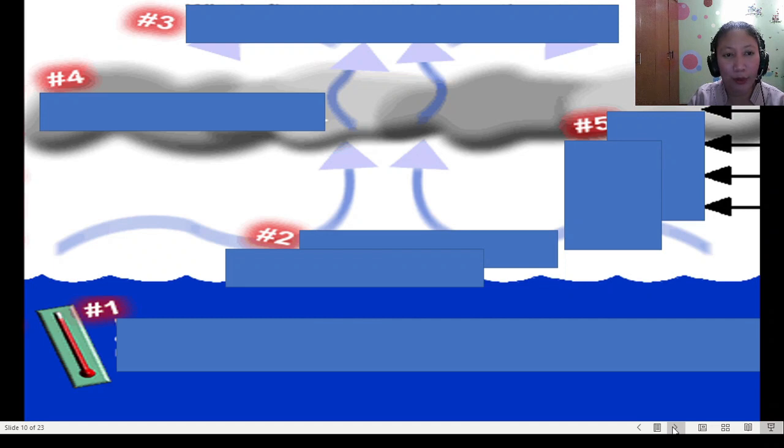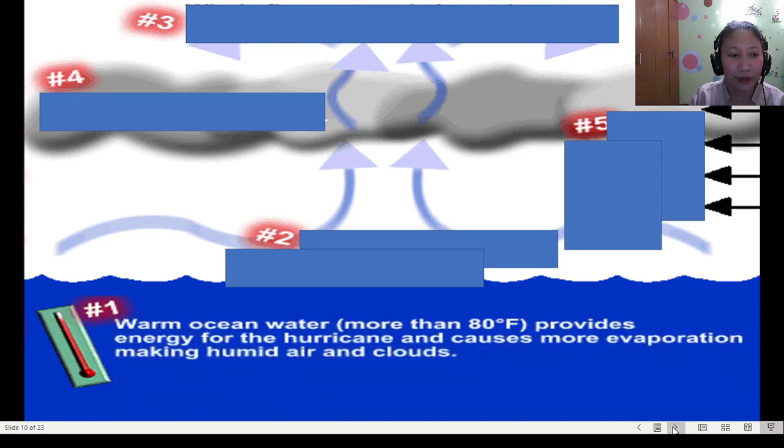Paano ba nabubuo yung bagyo? First, kailangan ng warm ocean. Kung naka-Fahrenheit siya, kailangan 80 degrees Fahrenheit. Pero kung degrees Celsius siya, enough na yung 26.5 degrees. So, yung energy na pinoprovide niya, sapat para mag-evaporate. Kaya nagiging humid yung air, tapos mainit siya, kaya aakyat.